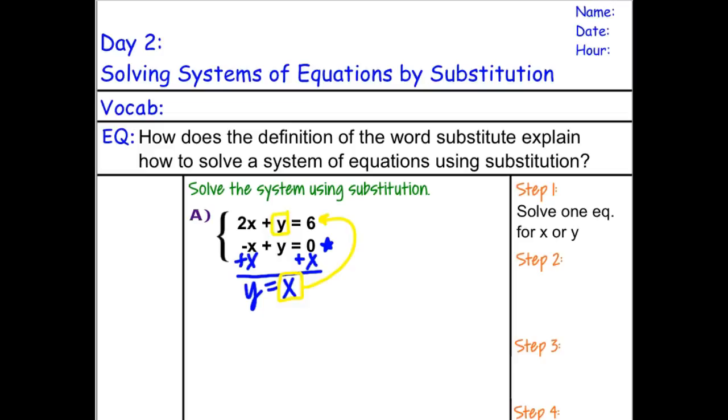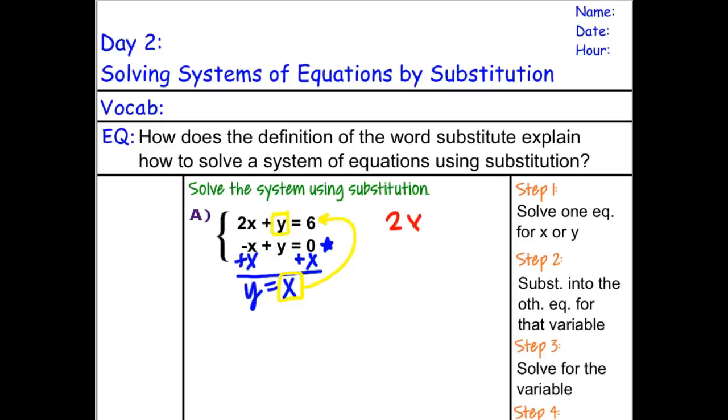That means that when I do that substitution, now I'm going to solve that for the variable. That means now I've got still 2x plus y, which we said is equal to x, equal to 6. Well, 2x plus x is 3x. 3x equals 6, divide by 3, and x equals 2.